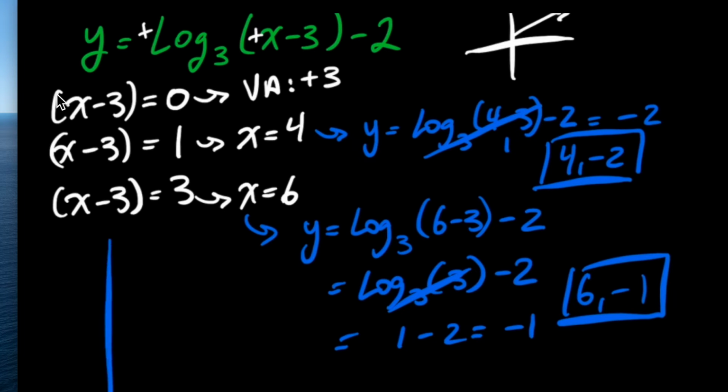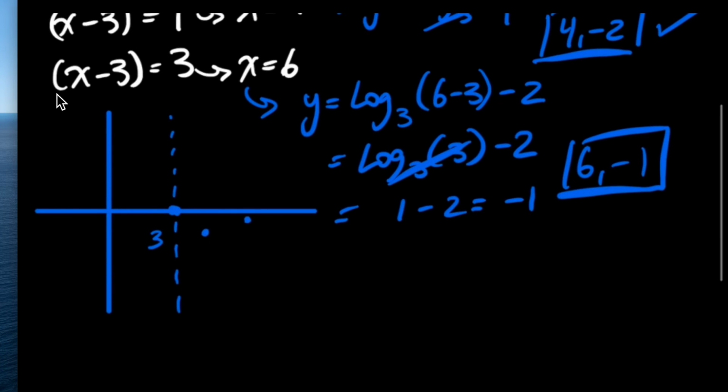Let's go ahead and plot our function. Vertical asymptote is at x equals positive 3. Our first point is going to be 4, negative 2. Our second point is going to be 6, negative 1. Therefore, our graph is going to hug the vertical asymptote, go through these 2 points, and indeed head towards the first quadrant as predicted.